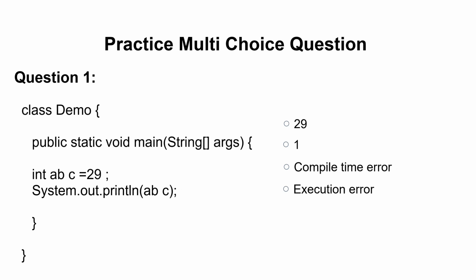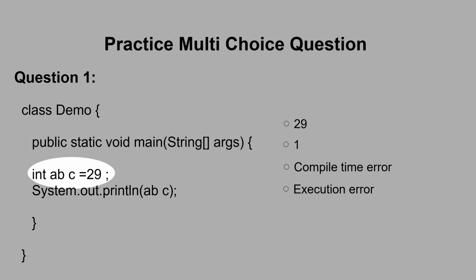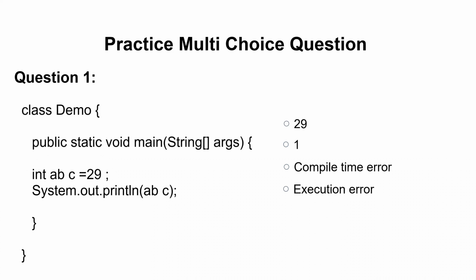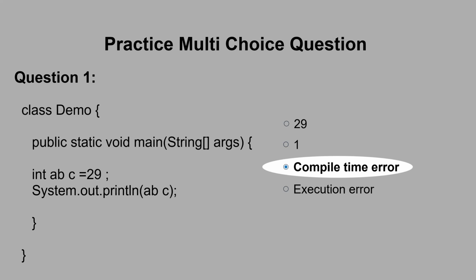What is the output of this program? Since it is int a b space c, the identifier has a blank space in it, so it throws a compile time error.